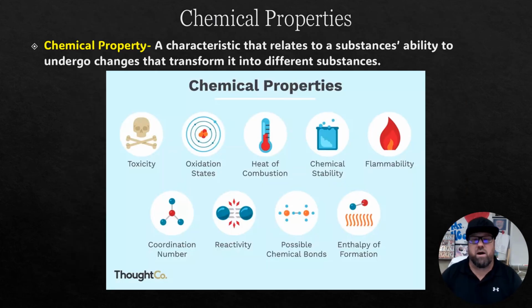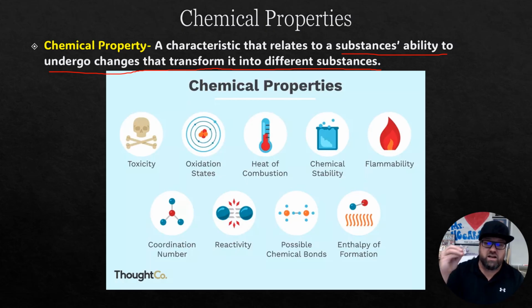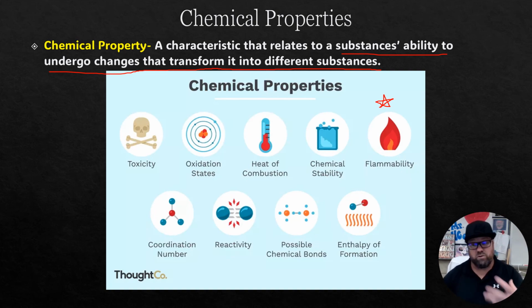All right, next we have chemical properties. Now, a chemical property is a characteristic that relates to a substance's ability to undergo chemical changes that transform it into a different substance altogether. So, if it's got a chemical property, that means we have to chemically react it to see if it has that property. The greatest example of this is flammability. If you want to know if paper's flammable, you have to do what? You have to light it on fire. Okay? And if you light paper on fire to see if it's flammable, you can answer that. But does the paper still exist as paper? No. It's undergone a chemical change.